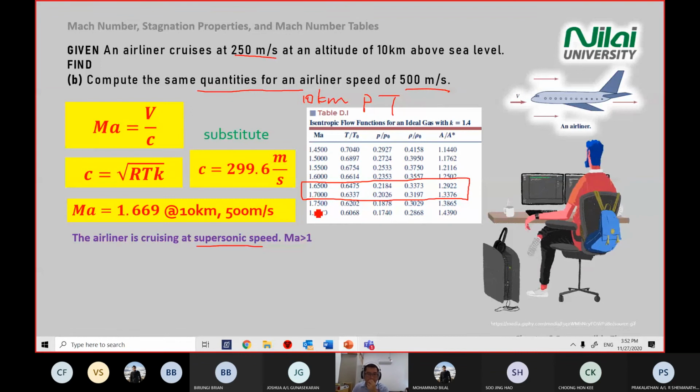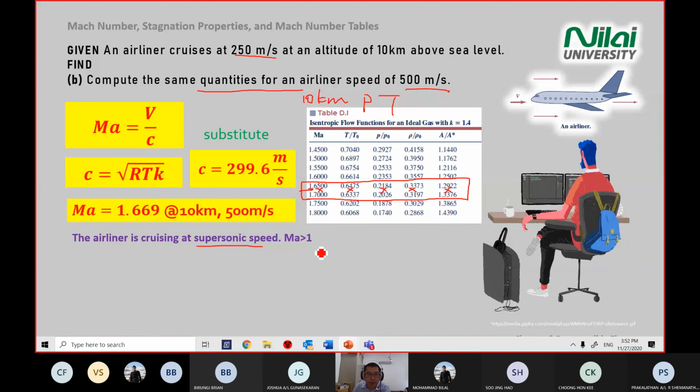So we go to the row of Mach number. You go to 1.65 and 1.7 because our Mach number is 1.669. So you find 1.669 here. Go and find the temperature ratio and pressure ratio. And from here you can also find the density ratio and area ratio. Go and find the values here.